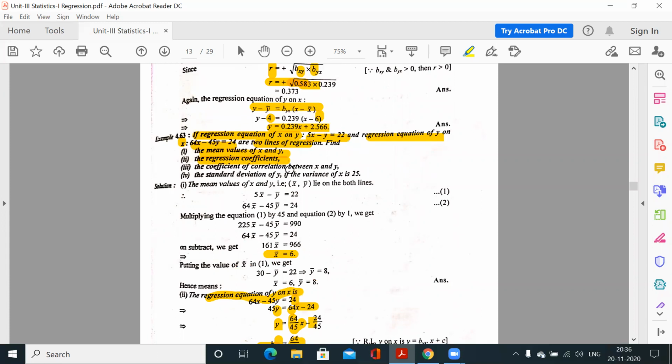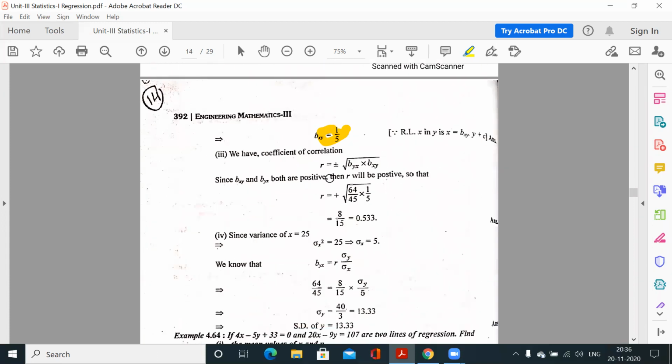Now the next question is the correlation coefficient. So you know r is the square root of the product of the regression coefficients. So taking the square root of the product of these, because both regression coefficients are positive, r would be positive.